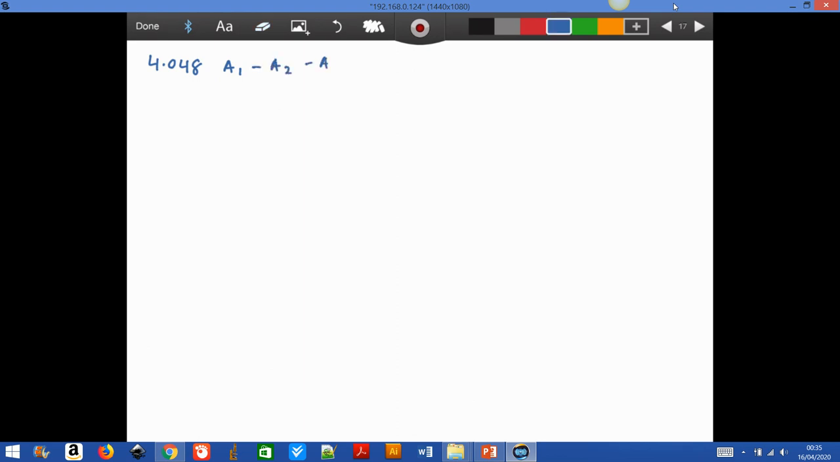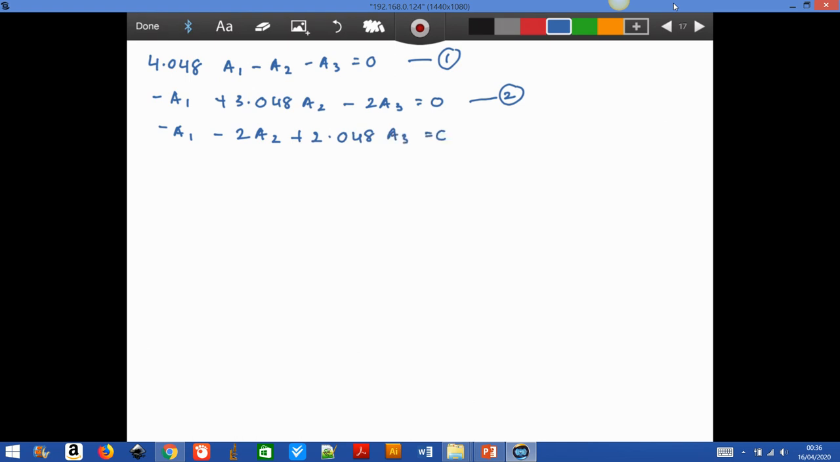Minus a2 minus a3 equals to 0. That's the first equation. Minus a1 plus 3.048 a2 minus 2a3 equals to 0. Second equation. The third equation we will get minus a1 minus 2a2 plus 2.048 a3 equals to 0. Basically from that matrix we'll get three equations here, and the same approach, the important thing is that we need to find the ratio of a2 over a1 and ratio of a3 over a1.